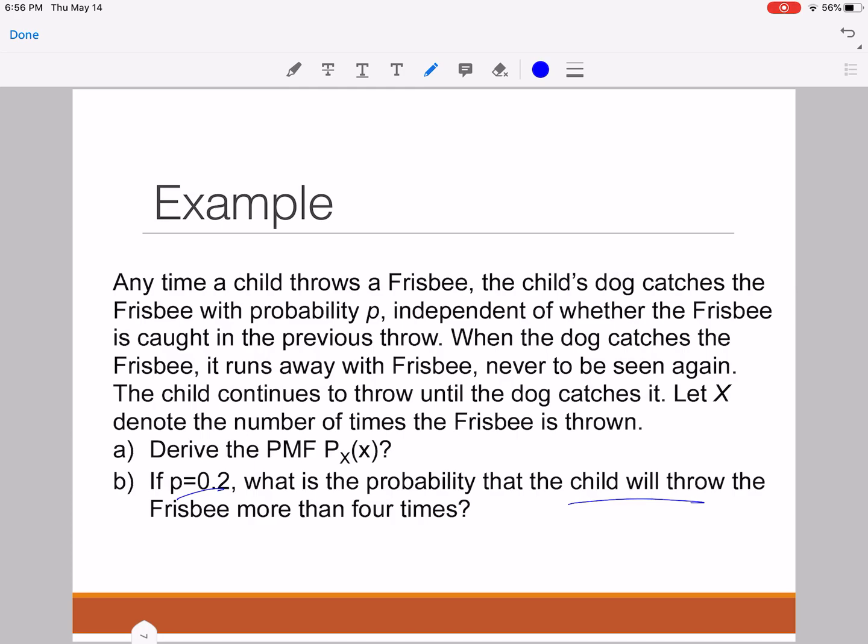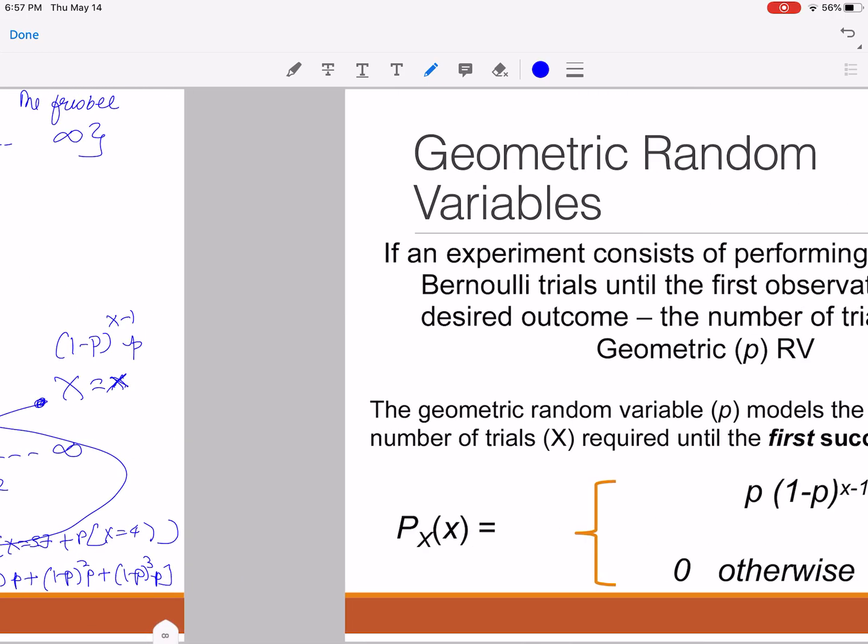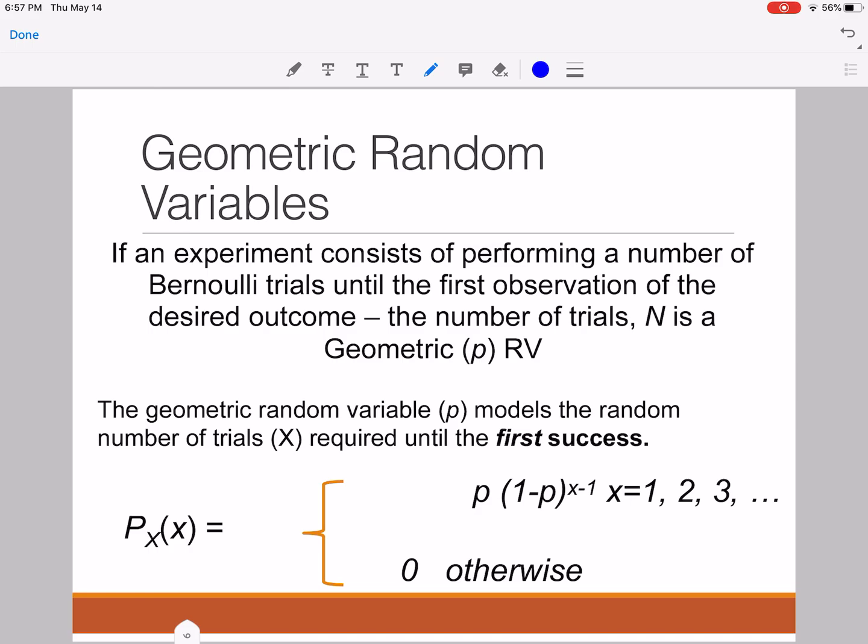In this frisbee problem, I am trying to model how many times the child has to throw the frisbee for the dog to catch it and then just run away. Many science and engineering problems are similar to this particular problem. And this problem pertains to a very specific class of random variables called the geometric random variable.